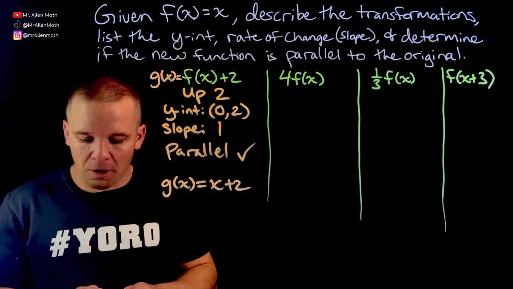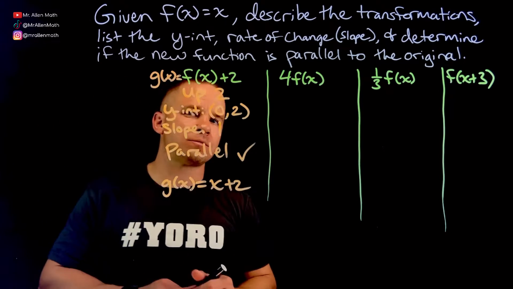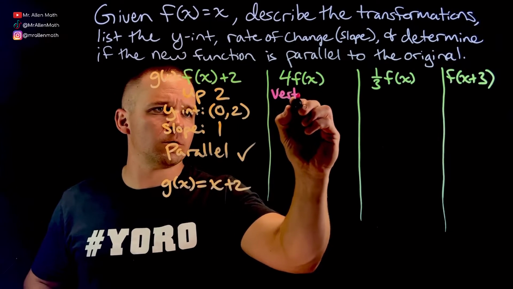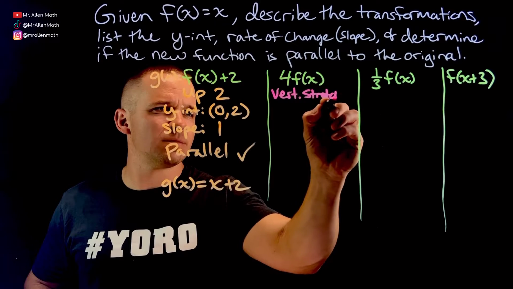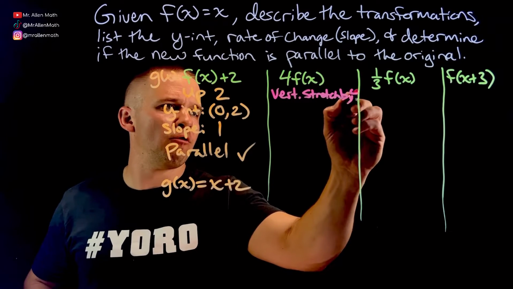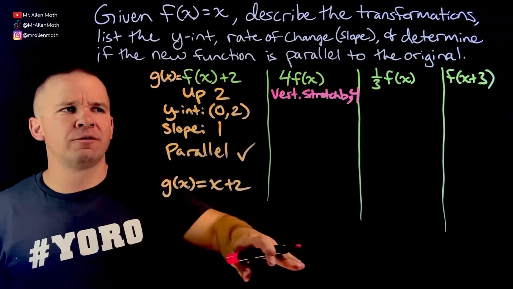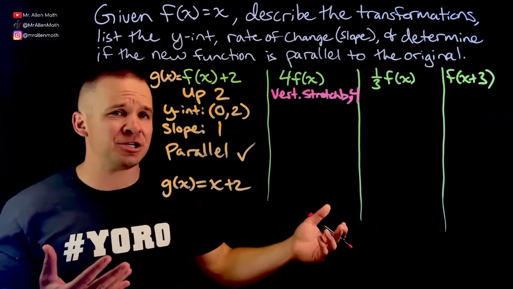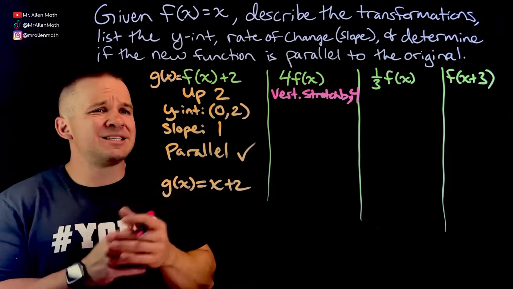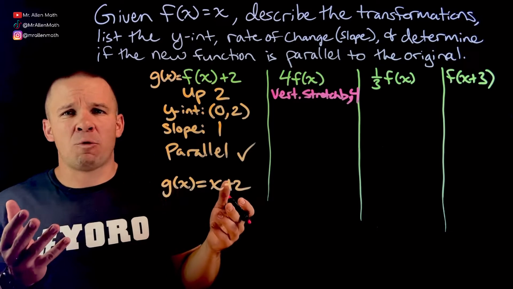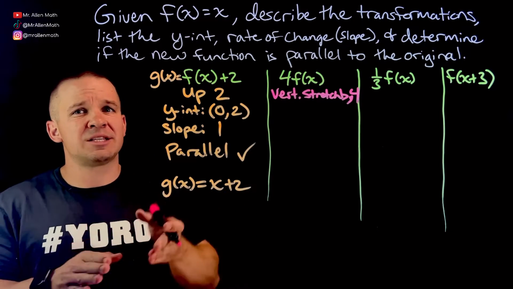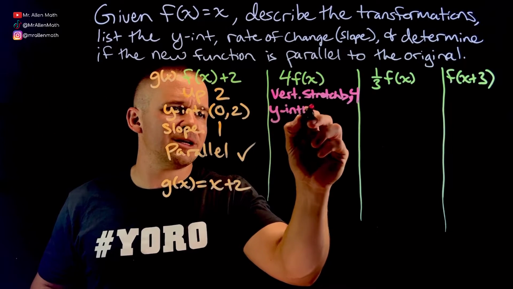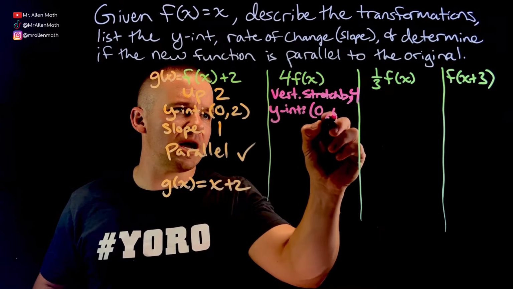Next one here. We got 4 f of x. Well, that's a vertical stretch by 4. Some might say a vertical dilation by 4. Is that going to change my y-intercept? No, I'm just going to get steep real fast. So my y-intercept is still (0, 0).